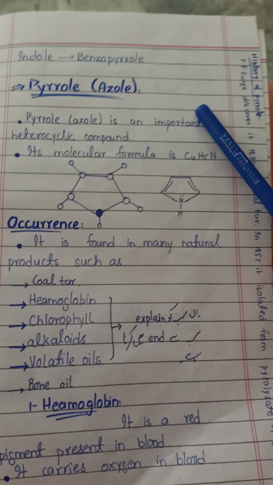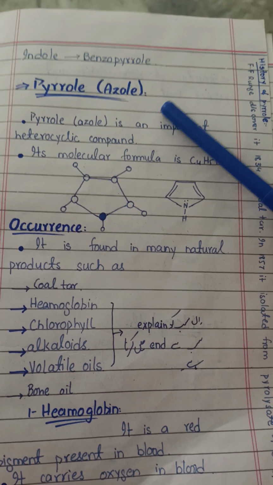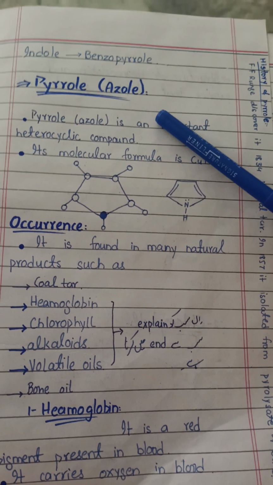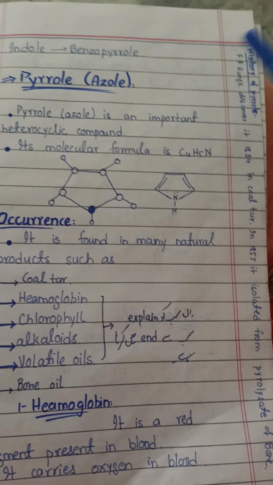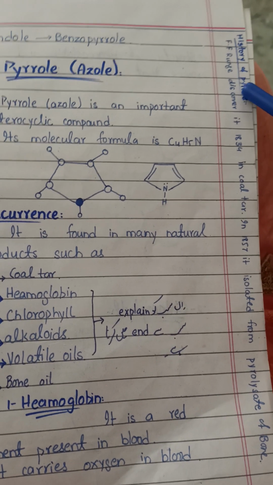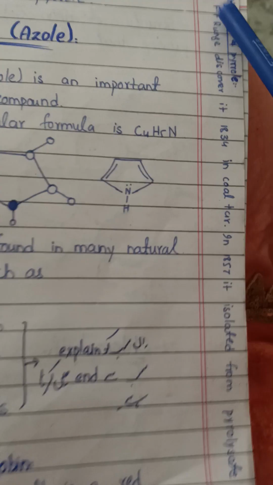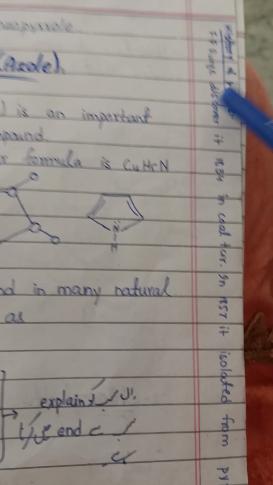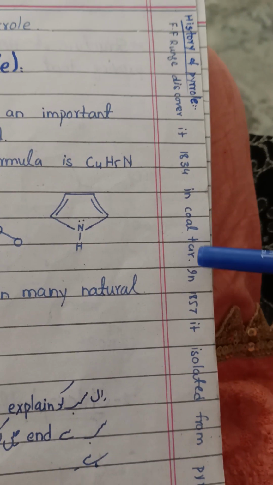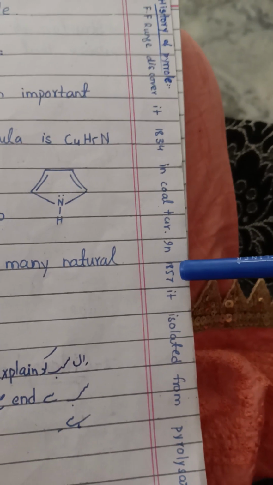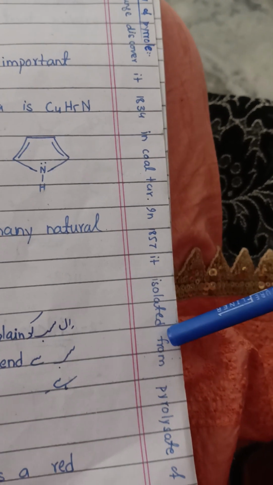Assalamualaikum everyone. Our topic today is a detailed study of pyrrole, which is a heterocyclic compound. First of all, you have to write the history and the discovery of pyrrole, that it was discovered by F. Runge. He discovered it in 1837 from coal tar, and in 1857 it was isolated from pyrolytic bones.